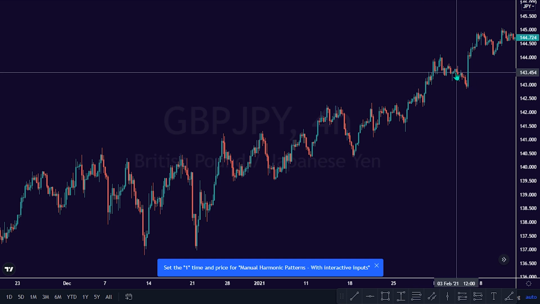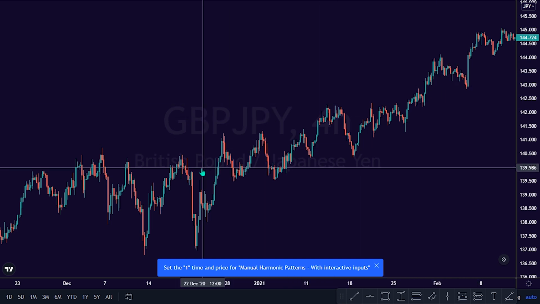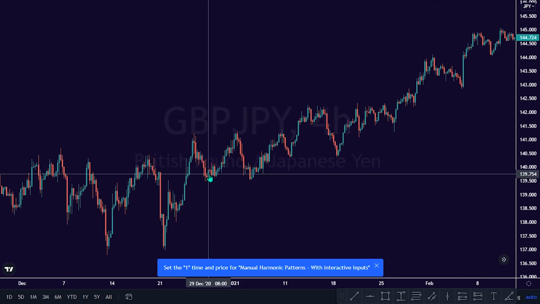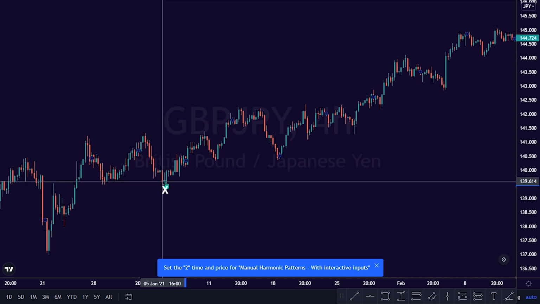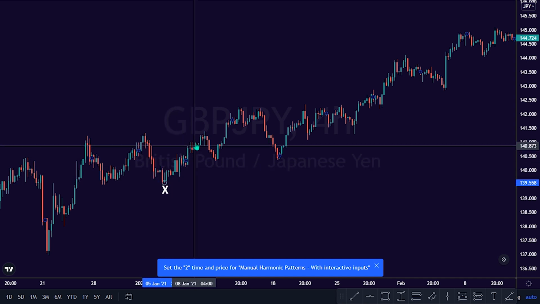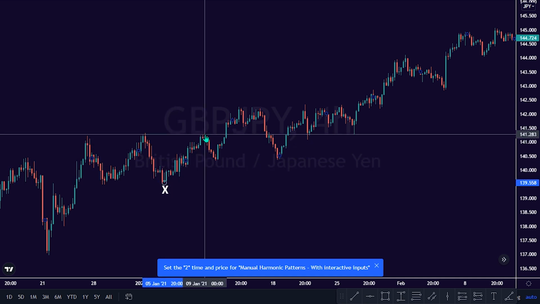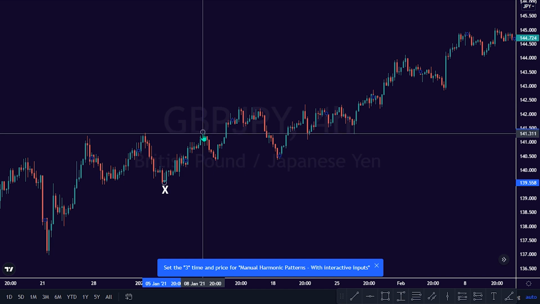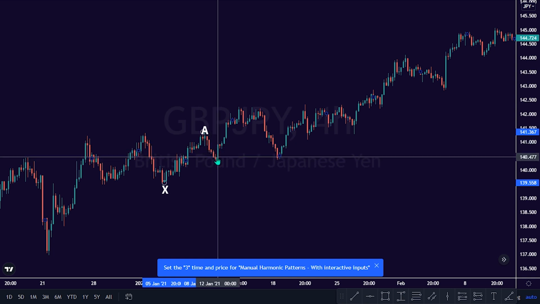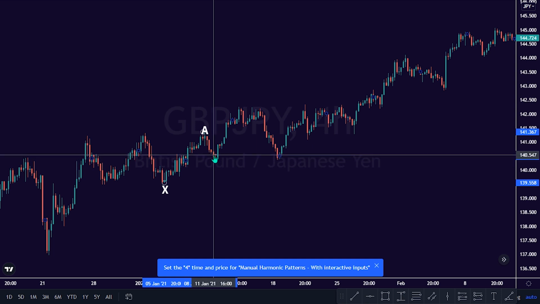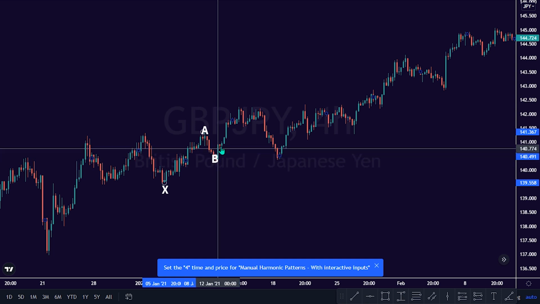To draw the valid bullish harmonic pattern, Step 1. Watch out for a bullish swing. Mark the beginning of the bullish swing here as point X. Step 2. Mark the highest peak of this bullish swing here as point A. Step 3. Watch out for a bearish swing that makes a higher low, as we can see here. Then tag it as point B.